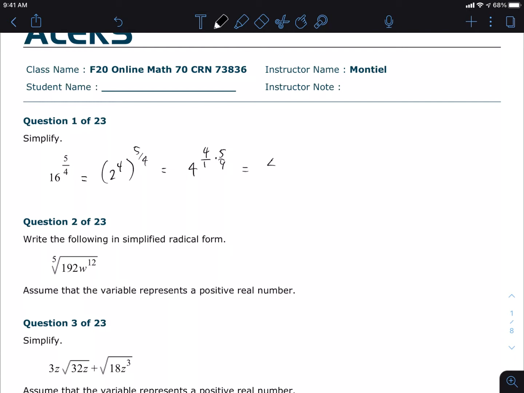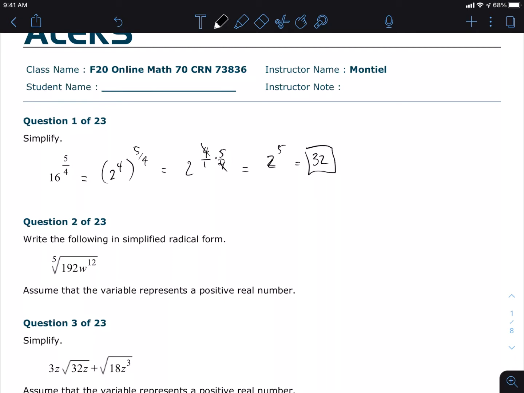That's going to give me, not 4. That should be a 2. I'm sorry. I'm going to get 2 to the 4s will cancel to the 5th, and then 2 to the 5th is going to be 32, and that's my answer, this first one.